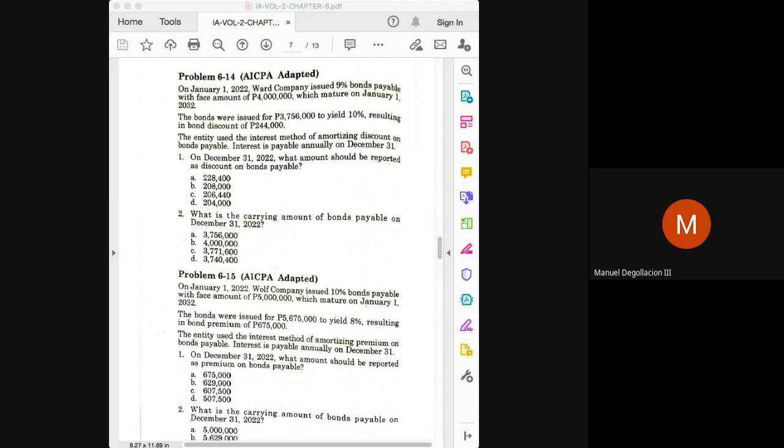Okay, that's the amount of discount that will be recognized as an expense in the first year as a result of the amortization of the discount. So if you will be asked how much is the amortization of the discount for year one, your answer would be 15,600. So if we started with 244,000 and we have already amortized 15,600, meaning we have already transferred 15,600 to your expenses, how much then is the balance?